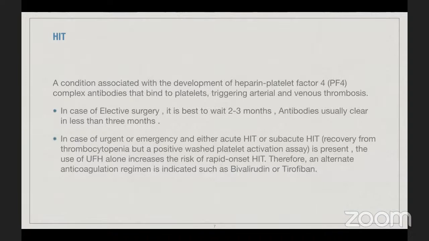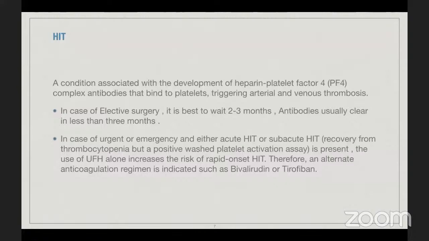Because HIT type 2 is the development of heparin and platelet factor 4 complex antibodies, which is thrombogenic. Yes. They bind to platelets and trigger aggregation, causing arterial and venous thrombosis. Perfect, excellent. Okay, in this case, if you have an elective case, what would you do?